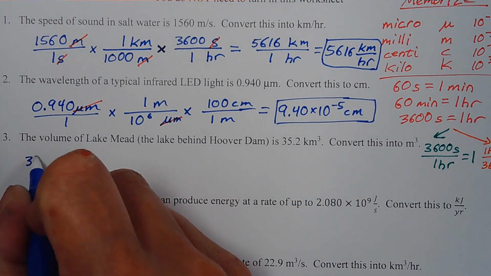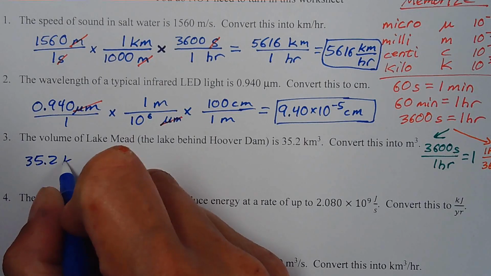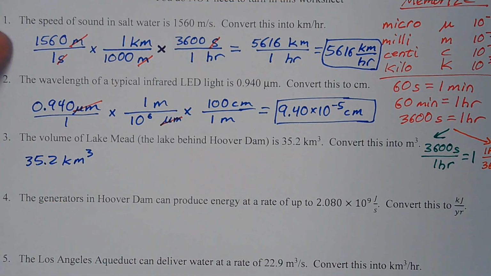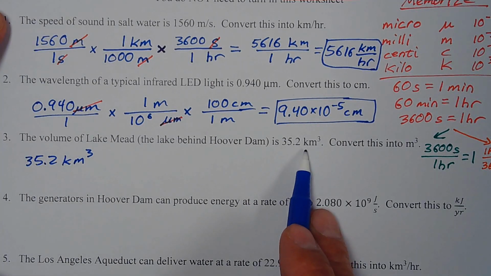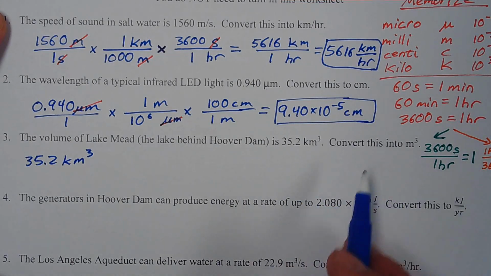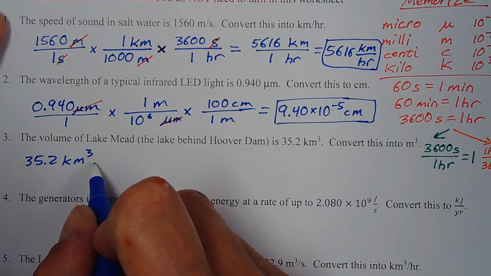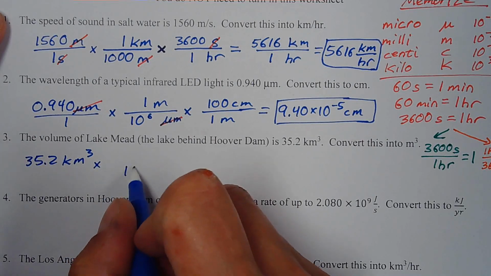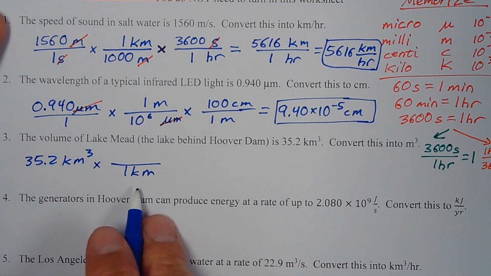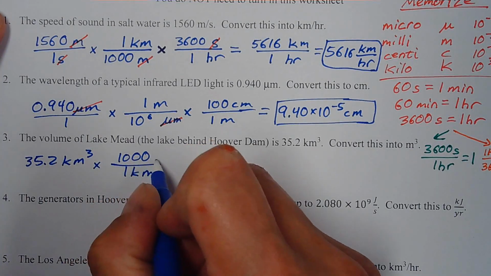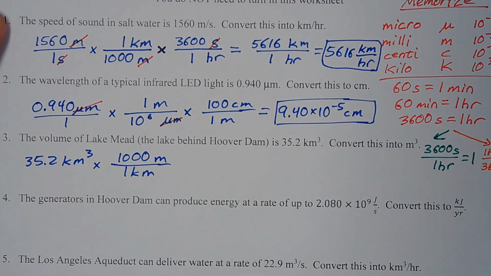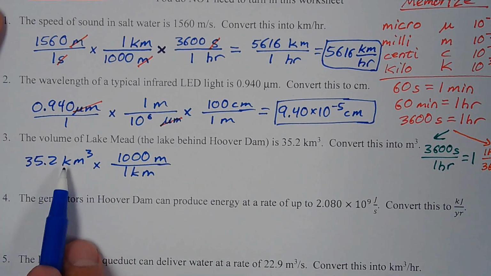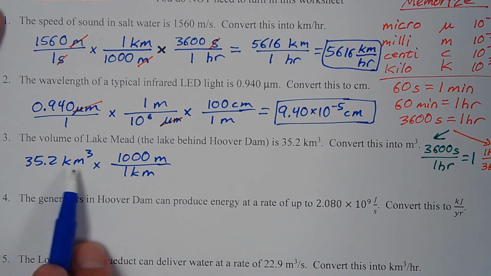If you have 35.2 cubic kilometers, and you know that 1 kilometer is 1,000 meters, again, units you want to get rid of on the bottom, units you want to keep on the top. Okay? Well, this is like having x cubed in a numerator and x to the first in a denominator. It cancels out, or partially cancels out, to give you x squared.